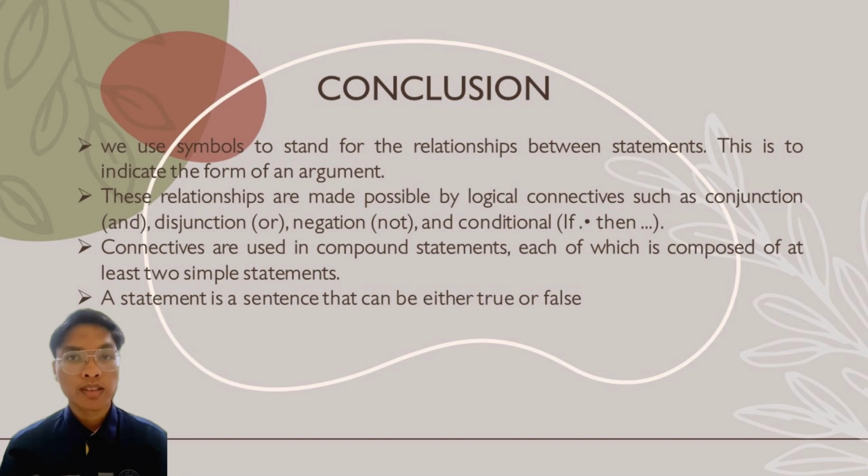As for conclusion, we use symbols to stand for the relationships between statements. This is to indicate the form of an argument. These relationships are made possible by logical connectives such as conjunction, disjunction, negation, and conditional. Connectives are used in compound statements, each of which is composed of at least two simple statements. A statement is a sentence that can be either true or false.